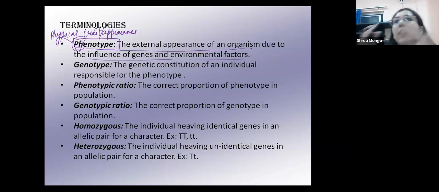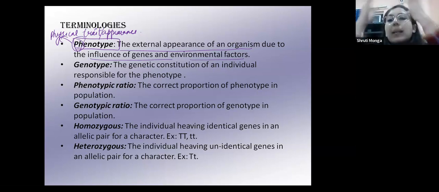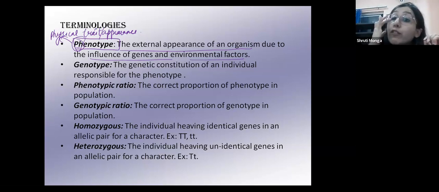Obviously, whatever the organism looks like, it is because of the genes that are present in it, right? So a memory tip: phenotype has 'ph' in it, and physical has 'ph' in it. That means the physical appearance of the organism is the phenotype of that organism. In biology, you use the word phenotype for physical appearance. That's it. Don't get confused. Phenotype is the physical appearance of the individual.